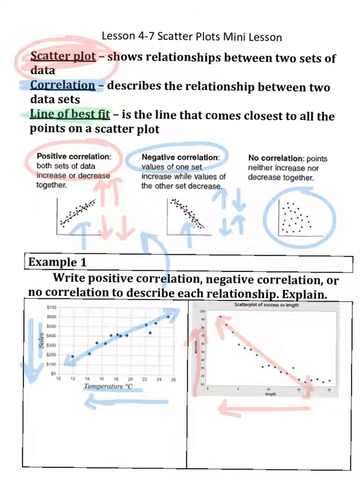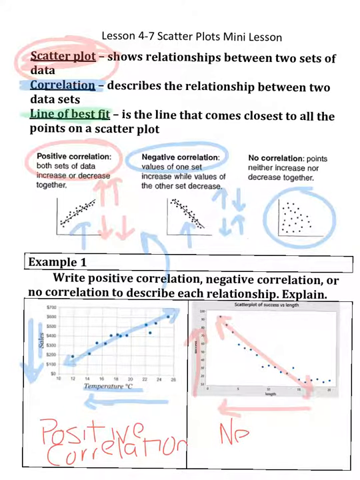So again, we would write down here positive correlation for the first one. And these are both fairly strong. Not that you have to note that, but. And a negative correlation for the second one.